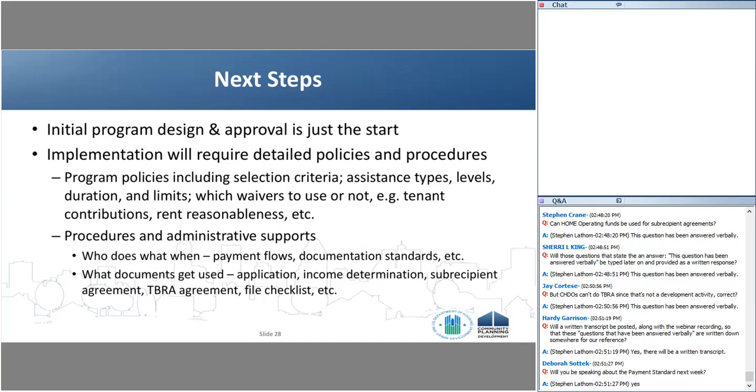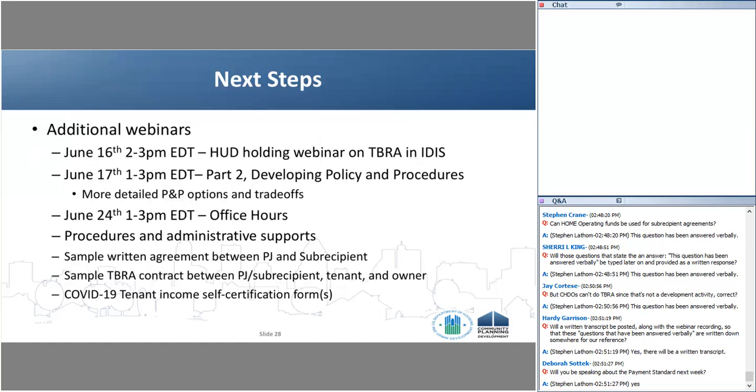We don't want to forget the second P of policies and procedures. A lot of times we talk a lot about the policy and what the rules of the road are, and forget to focus as well on the procedures, the who does what when, with what paperwork, things around payment flows and documentation standards, trying to give everybody not only an understanding of what the rules of the road are and what's expected, but giving the staff, whether it's at the PJ or at the subrecipient that are doing this, a good solid fighting chance to get it right. So we know this is the first step.